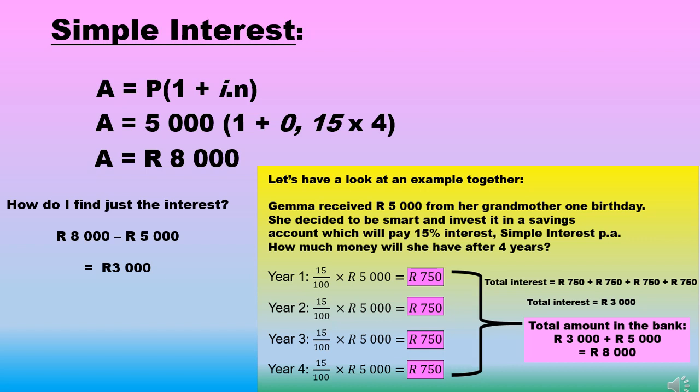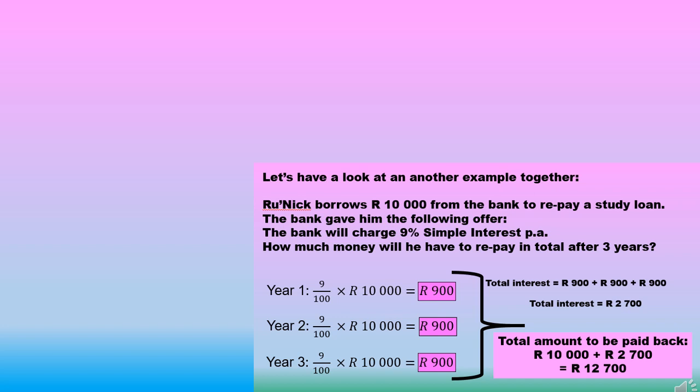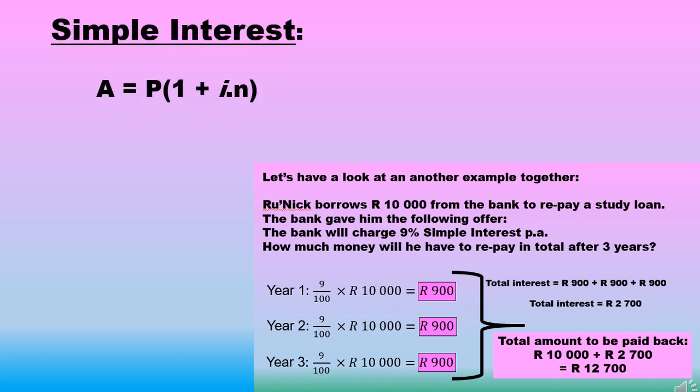Okay. Then let's have a look at Runic. Again, there's your formula. Please, people, you need to know this formula. You're going to use it all the way up to matric, and even though it changes a little bit as you go along the way, there's your basic formula that we're going to use now for grade 9. So A is the future amount, P is the present amount. So what is Runic borrowing at the moment? He's borrowing 10,000 Rand. The interest is 9%, written as a decimal, so 9 divided by 100 gives you 0,09, and the n, the number of years, is 3 years.